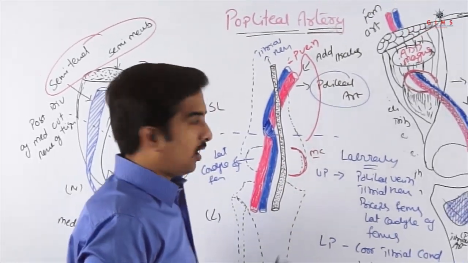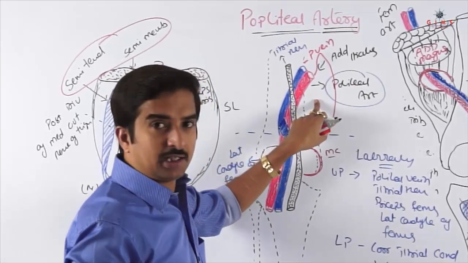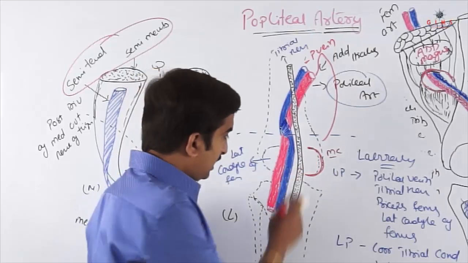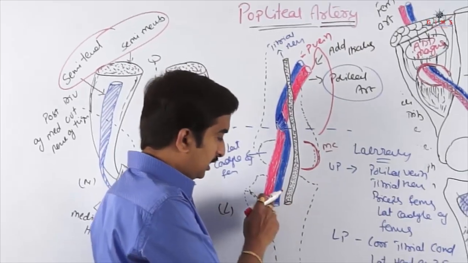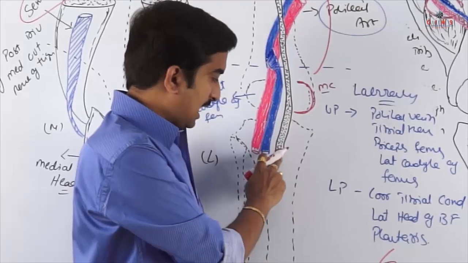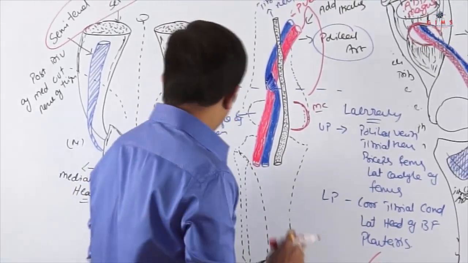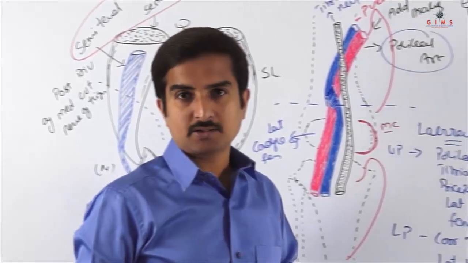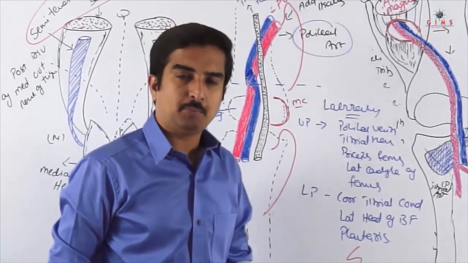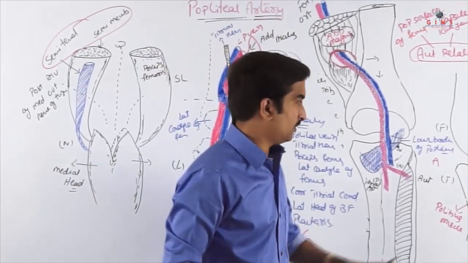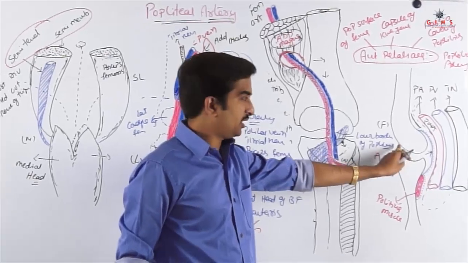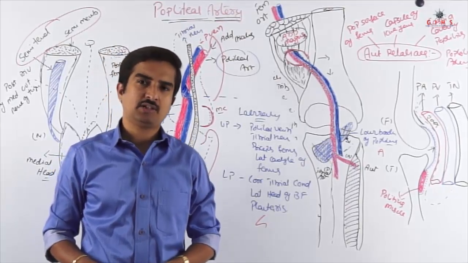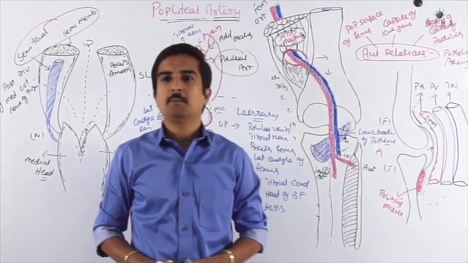What are the relations of the popliteal artery medially? In its upper part, it is related to the semimembranosus and semitendinosus and the medial condyle of the femur, and in the lower part it is related medially to the popliteal vein as well as the tibial nerve, and also the medial head of the gastrocnemius, right? So these are the relations of the popliteal artery that we studied: anterior relations, posterior relations, superficial relations, as well as lateral relations and medial relations.